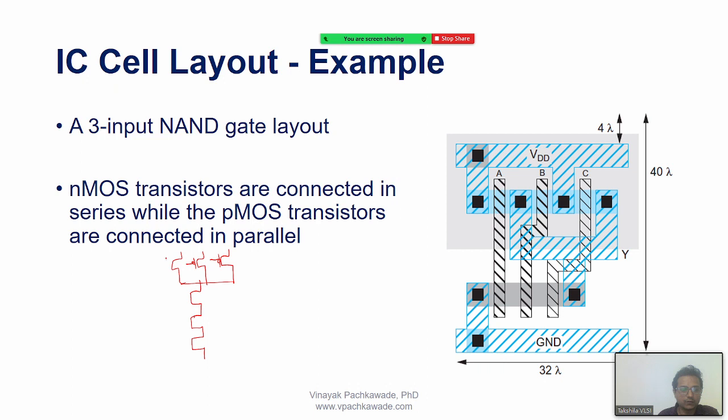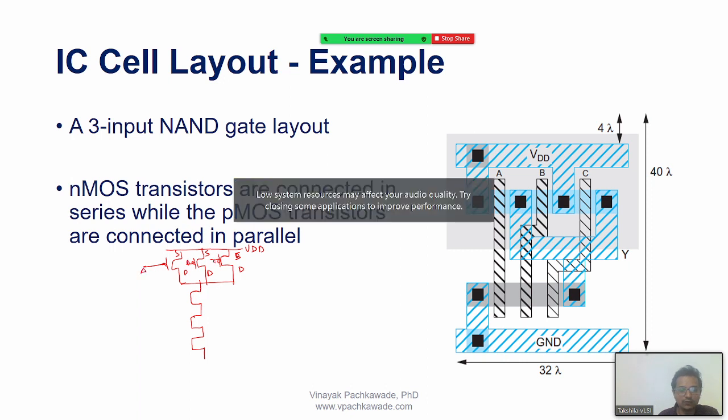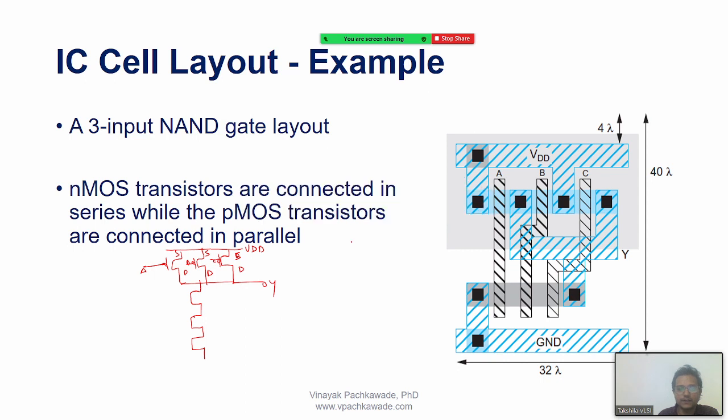So we know how we are making the connections. That's VDD, that is source, and these are the drains, and these are the gates A, B, C. Okay, and this is the output that we have, and then we have this A, B and C.